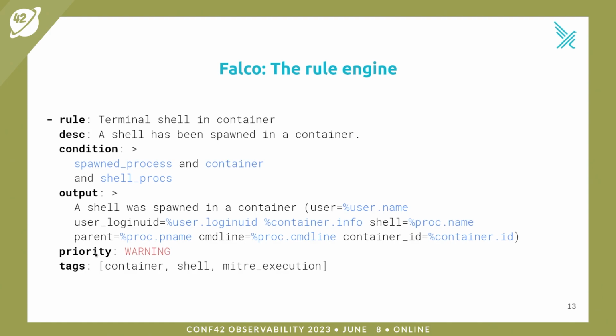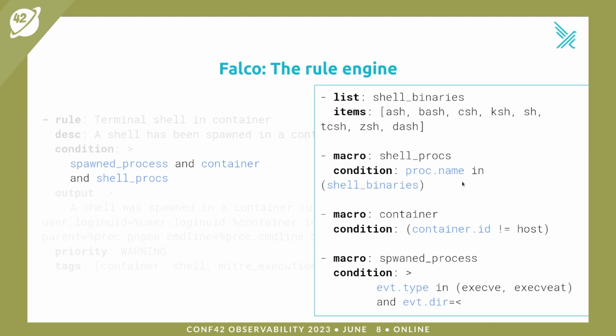Each rule comes with a priority, in this case, warning. These priorities are useful for you to filter which rules you want to receive. And we also have tags. The tags are useful to understand the context of the rule, what it's supposed to detect. And you can also set Falco to enable just a subset of rules. For example, you can enable only the rules which concern containers or network or else.